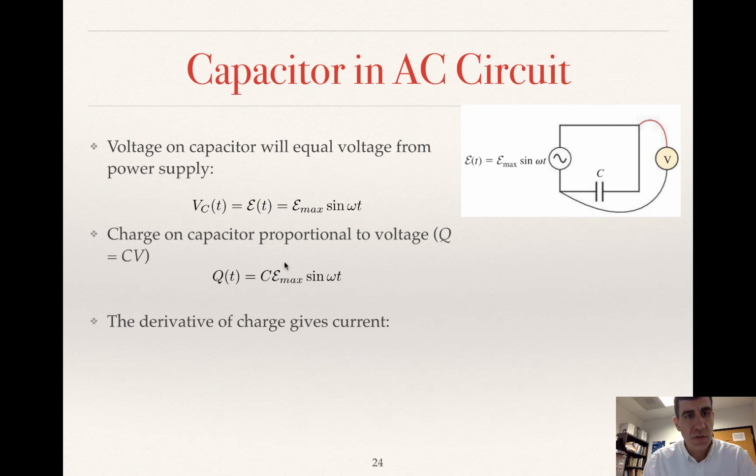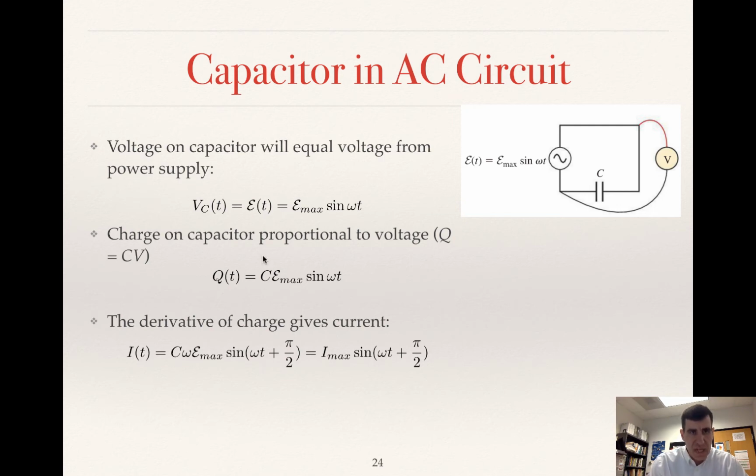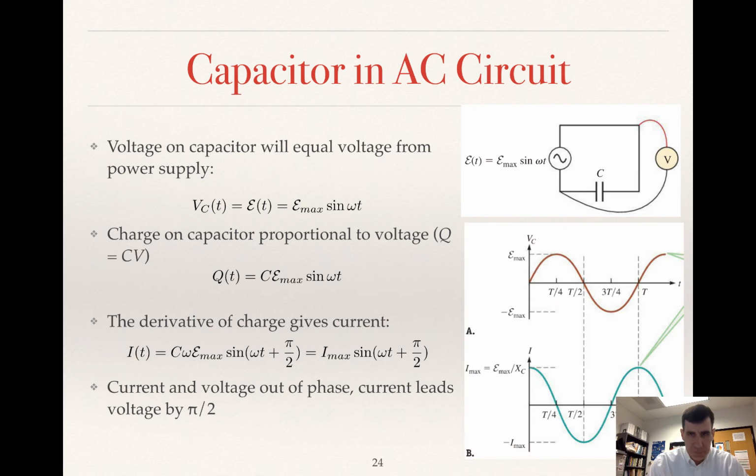And of course, if we want to know the current, well, current is just the time derivative of the charge. So if we take the time derivative of Q, we get the capacitance times omega times E max. We can define that as our maximum current times the derivative of a sine, which is a cosine, but you can write a cosine as a sine shifted by 90 degrees, or pi over 2 radians.